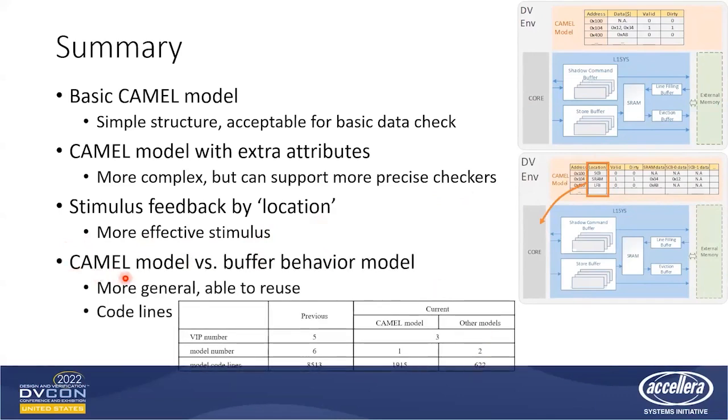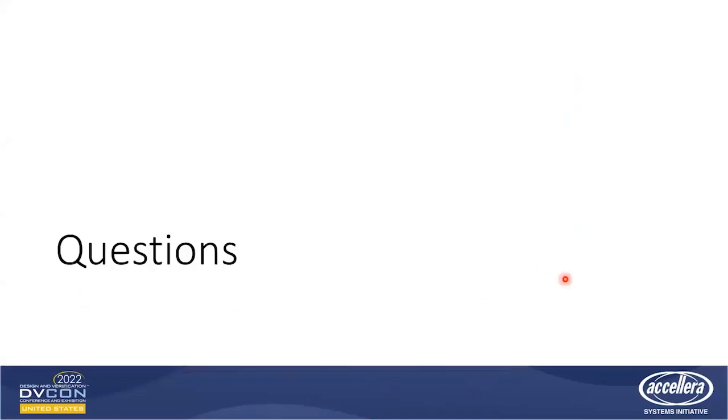And this is the CAMEL model's coding lines compared to the previous buffer behavior model. The CAMEL model is more general and more able to be reused in many cache verification environments. This is a coding line comparison. And that is all for my introduction of the CAMEL model. Thank you.